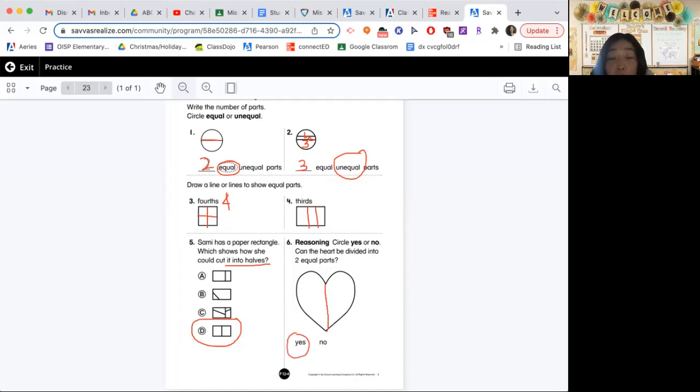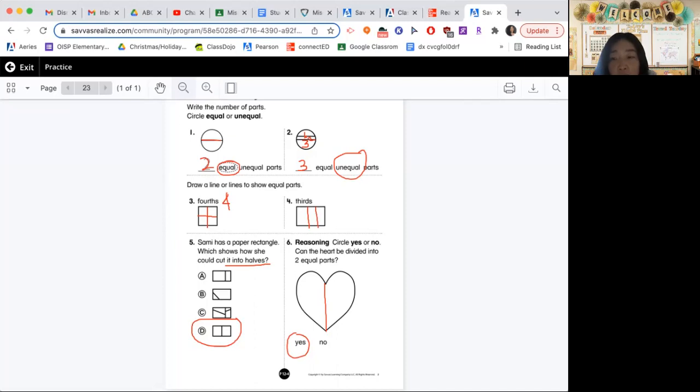What if you did it down the middle like this? Across. What if I did it like this? Would that be equal parts? No, it would not be. If you guys ever had a heart and you folded it that way, it would not fold into each other. You would not be able to stack them up. The only way that you would be able to do that is if you cut it down the middle straight down.